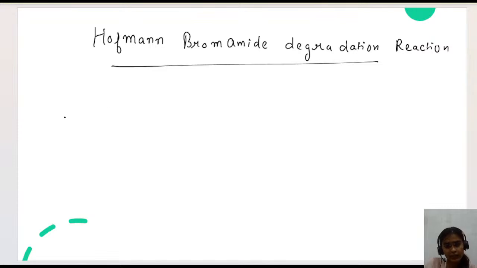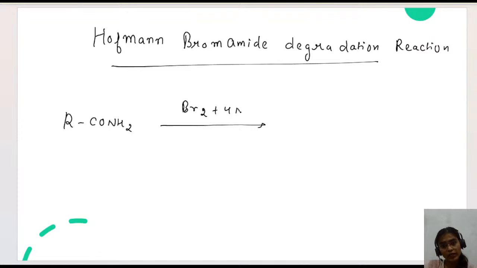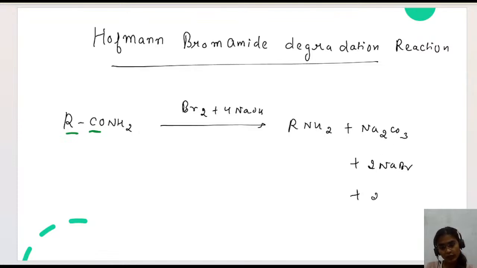Again, let's quickly write the general reaction. If you remember, in this case we have RCONH2, that is, an amide. Which reagent are we using? Bromine and 4 moles of NaOH. I already told you, you have to maintain the 1:4 ratio. Then there is the formation of RNH2, meaning this R has one carbon less. That carbon is removed, plus Na2CO3, plus 2NaBr, plus 2 molecules of water. I already told you that you have to remember the stoichiometry. So this is the general reaction of the Hofmann bromamide degradation.